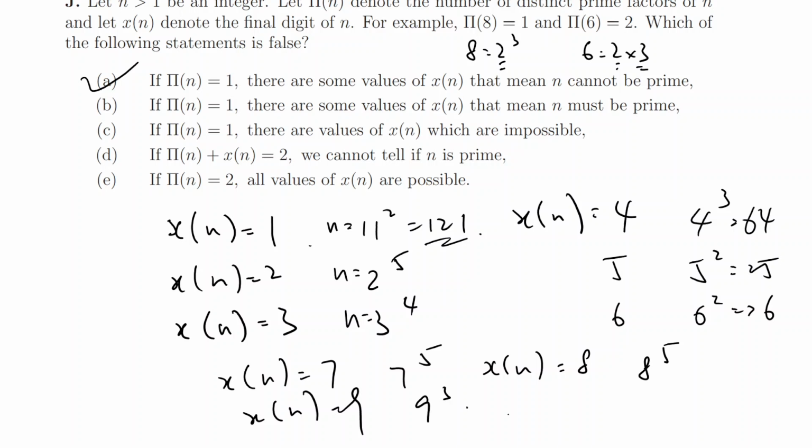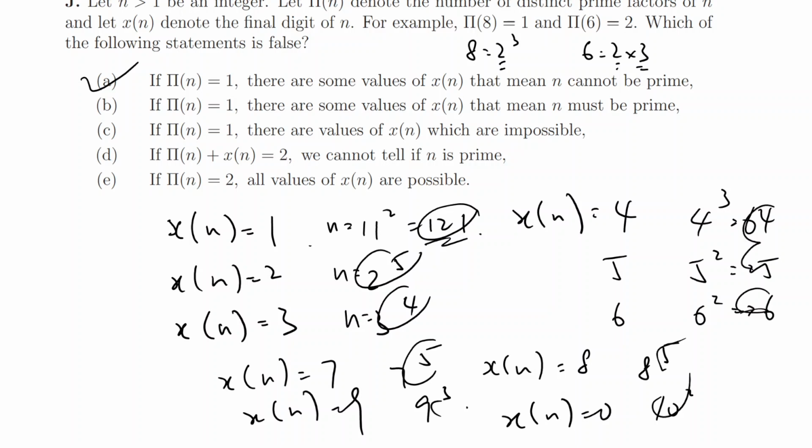If x of n is 0, that's simple. Just use something like 10 squared, and you'll be fine. So there you go. That means that none of the values of x of n guarantee that n must be prime. I've found numbers for each digit where things are not prime. So B is false. All right, so if B is false, we could choose that as our correct answer, and we need not look further.